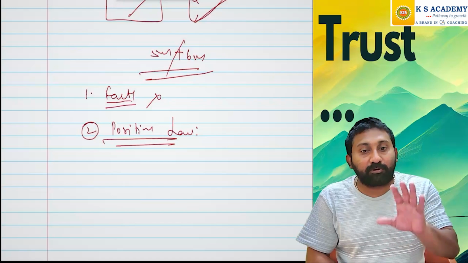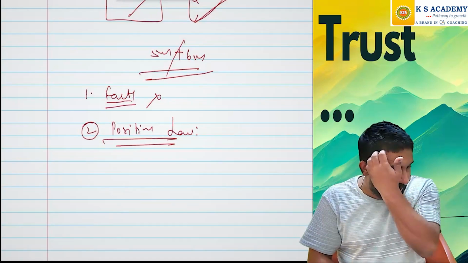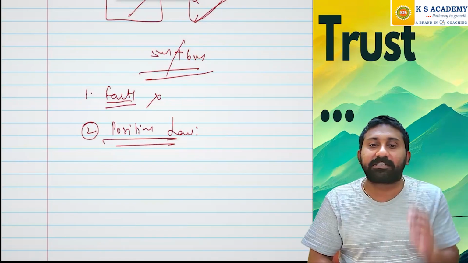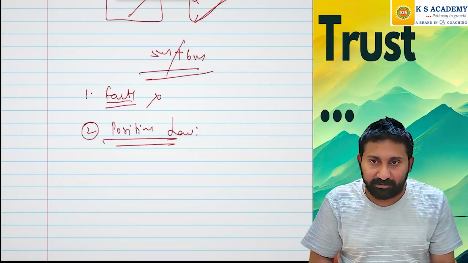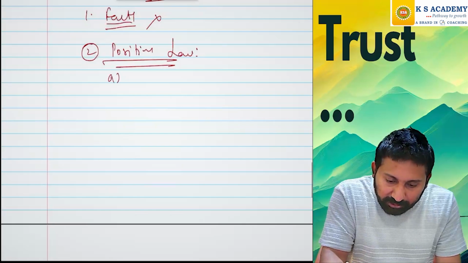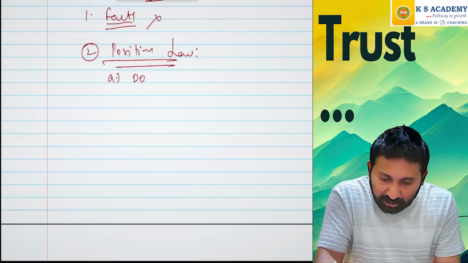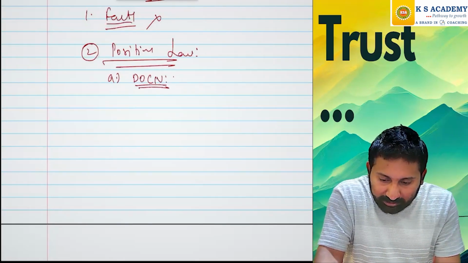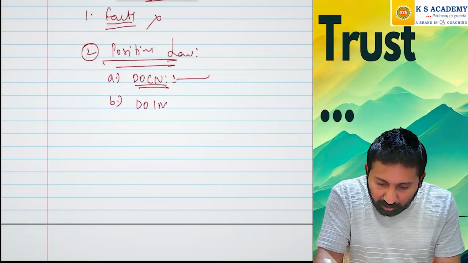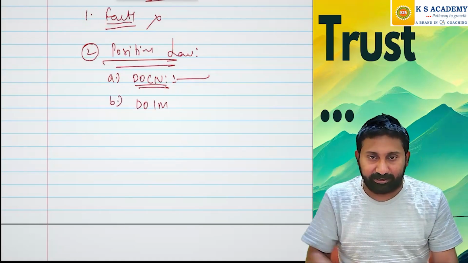For example, a question came here. What question came? A question came on, say for example, the doctrine of constructive notice and indoor management they asked. Or exceptions to indoor management they asked. First, what you should write? As per the doctrine of constructive notice, what is said you have to write. As per the doctrine of indoor management, what they said you have to write.